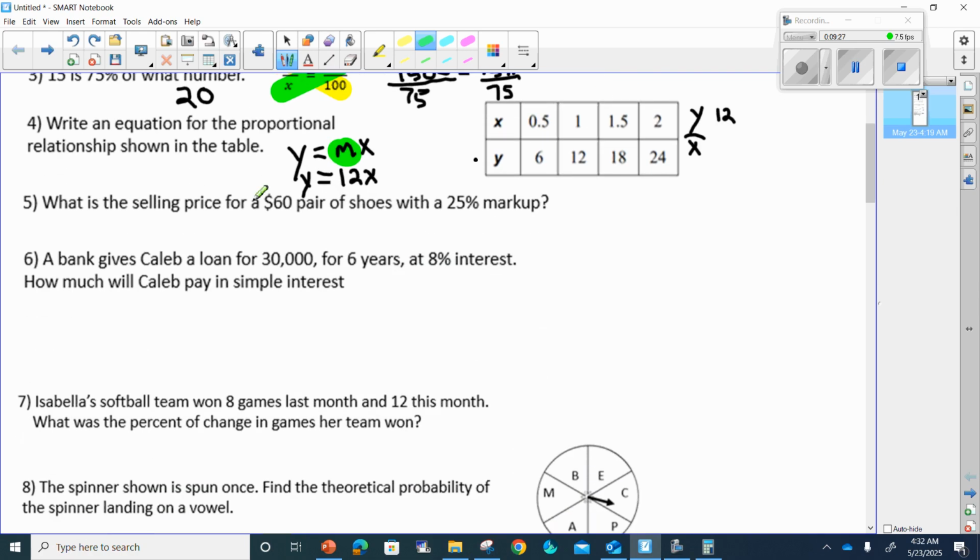Number 5, what is the selling price for a $60 pair of shoes with a 25% markup? For this, we practice MMA. The first M stands for move it. So we're going to move this decimal. 25% can't be multiplied to a number because it has this percent sign. To turn it to a number, we move the decimal twice. Now it turns to 0.25. So 0.25 is moving the decimal.